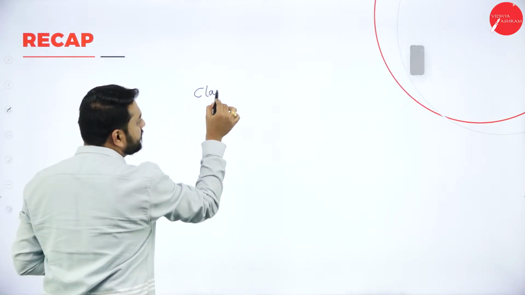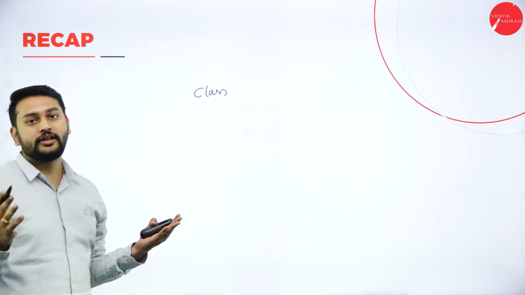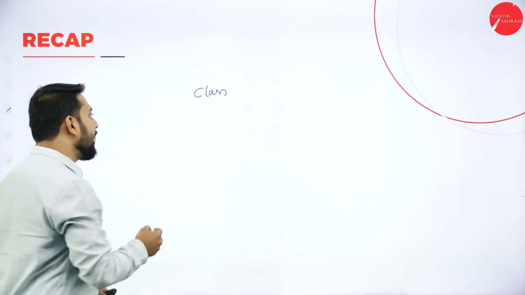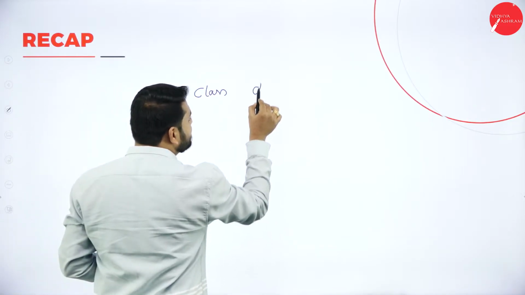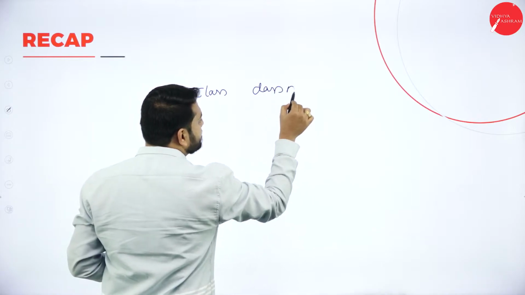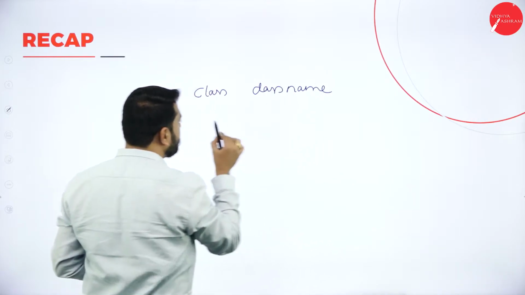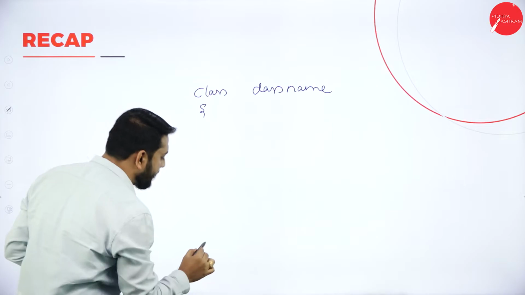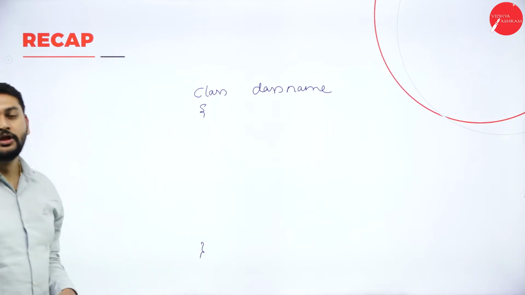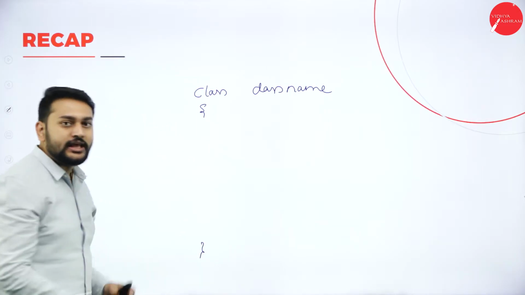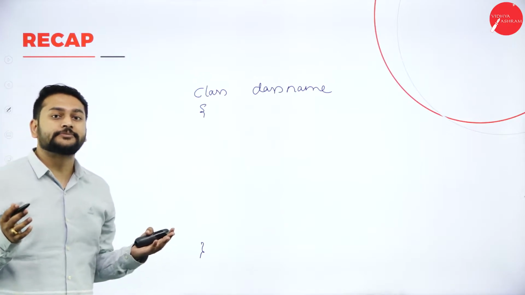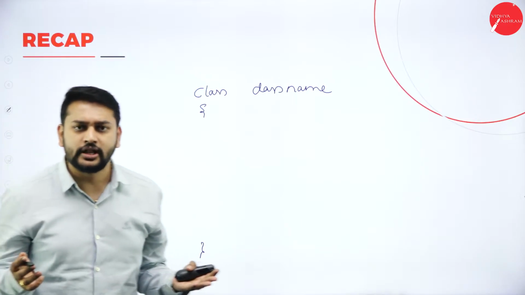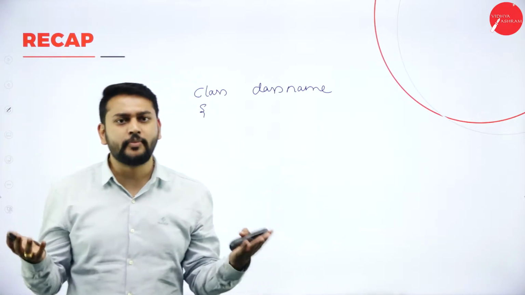I have to use the keyword class if I want to define any class, followed by the class name. That's the second thing that I need to remember. Then I should open the flower bracket and close the flower bracket. Inside this, I will have two things: one is data members, another is methods, that is member functions.